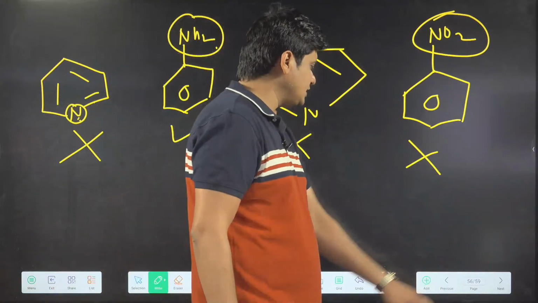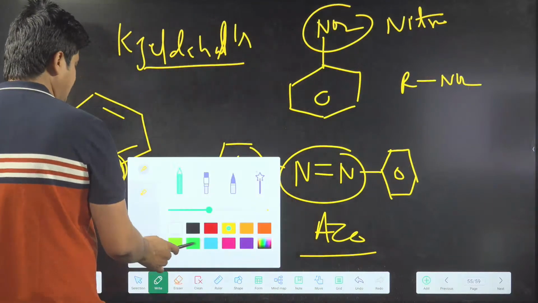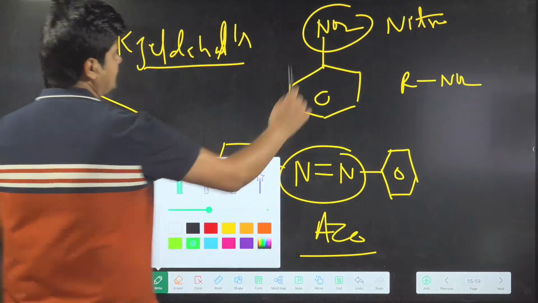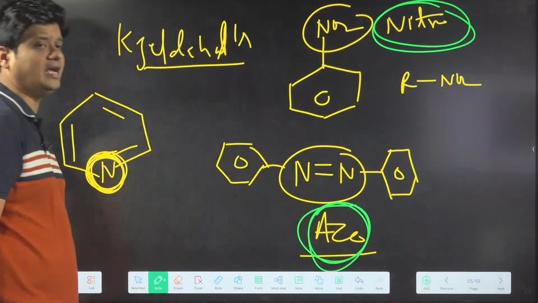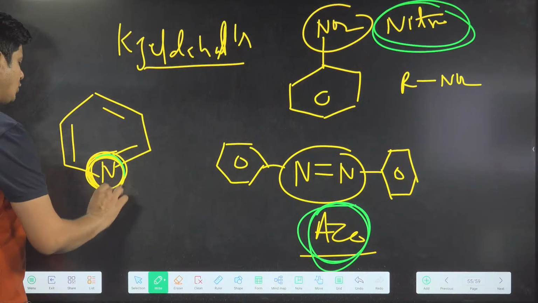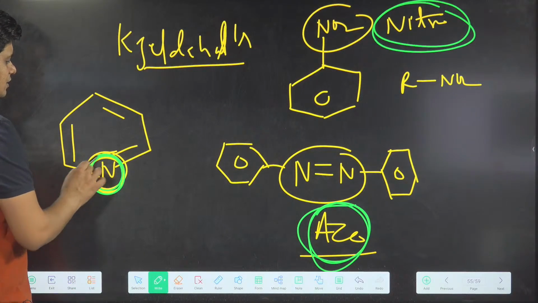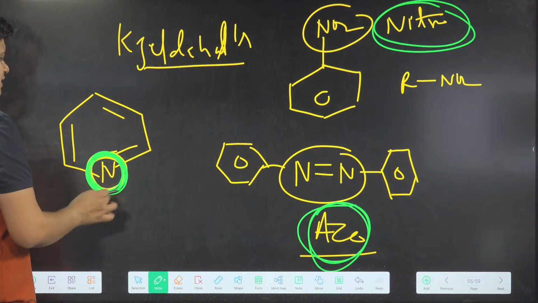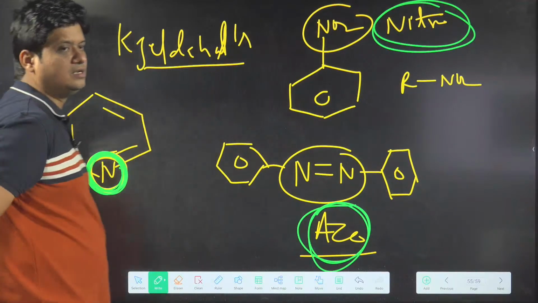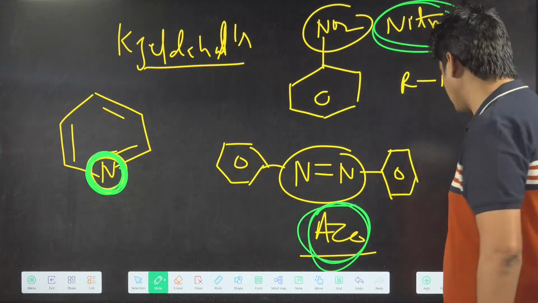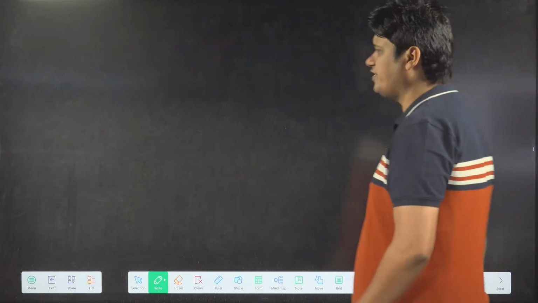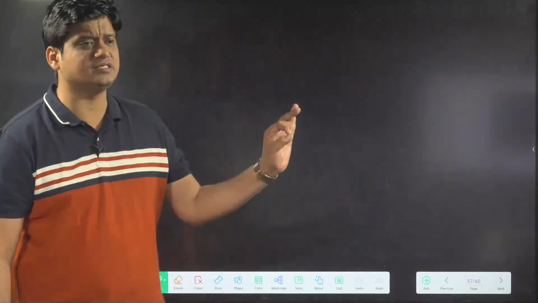So the final thing is that Kjeldahl's method is not possible in 3 cases. One, nitro compounds; second, azo compounds; and third, the most important one, nitrogen present in the ring, meaning nitrogen is part of the ring. In these 3 cases Kjeldahl's method is not possible. Now come to the numerical. The numerical part is very easy.